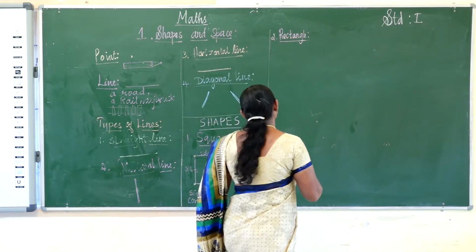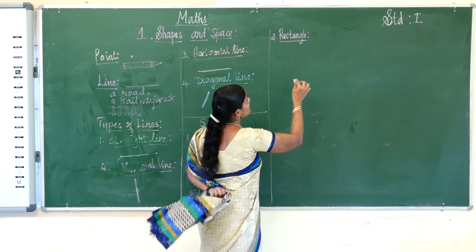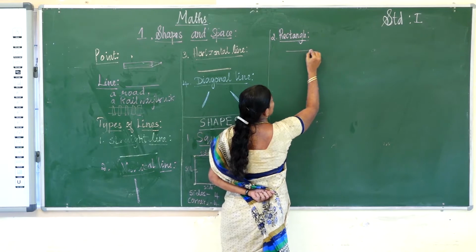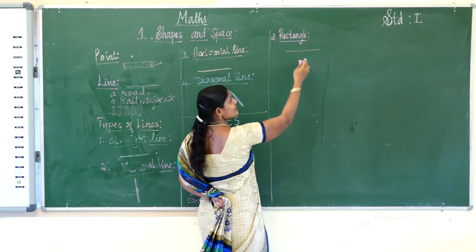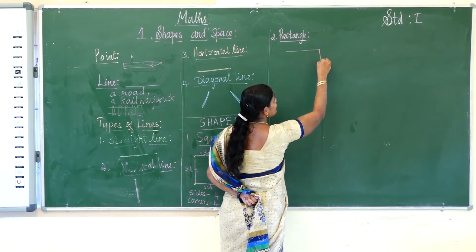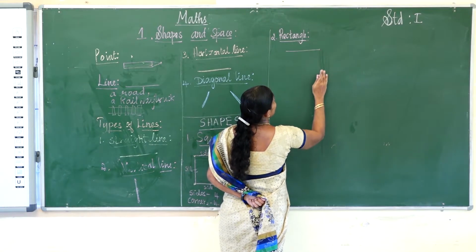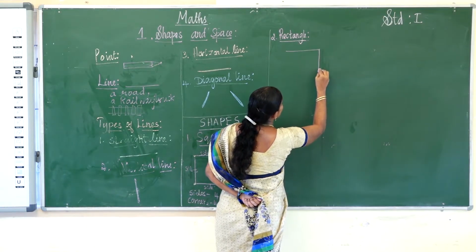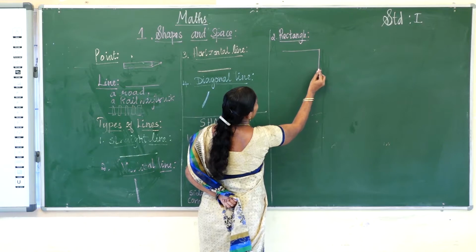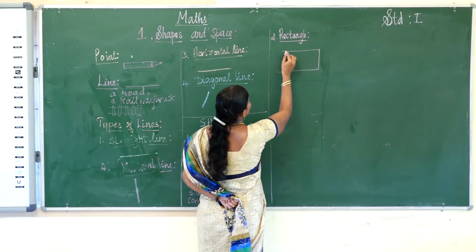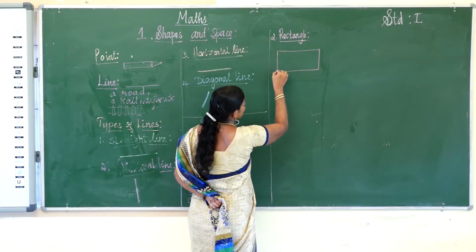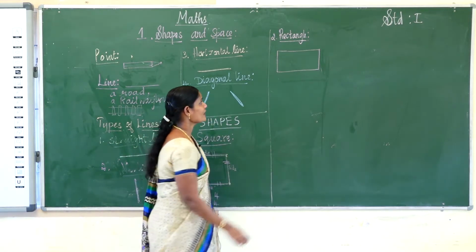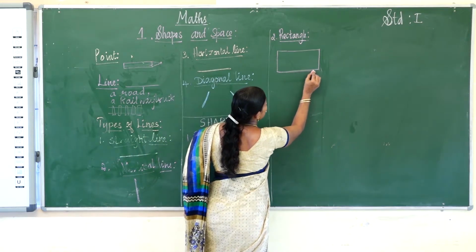How did you draw this rectangle? First you draw the horizontal line. To this horizontal line you have to join another vertical line. Then join another horizontal line. Then one vertical line. Okay. This is the rectangle.